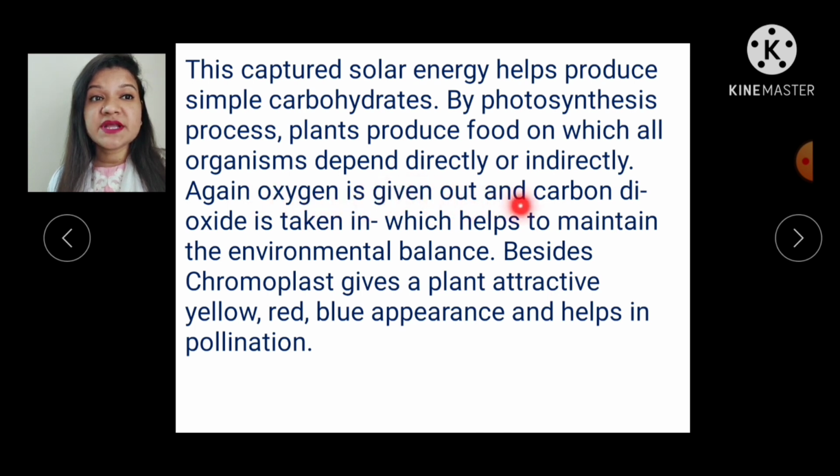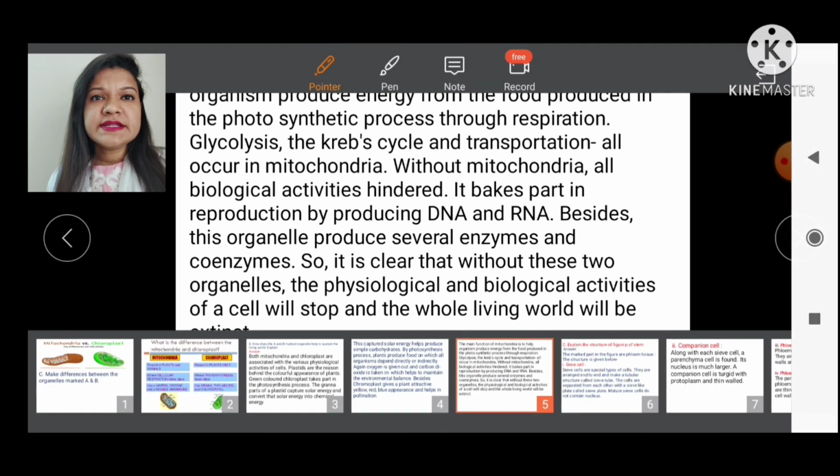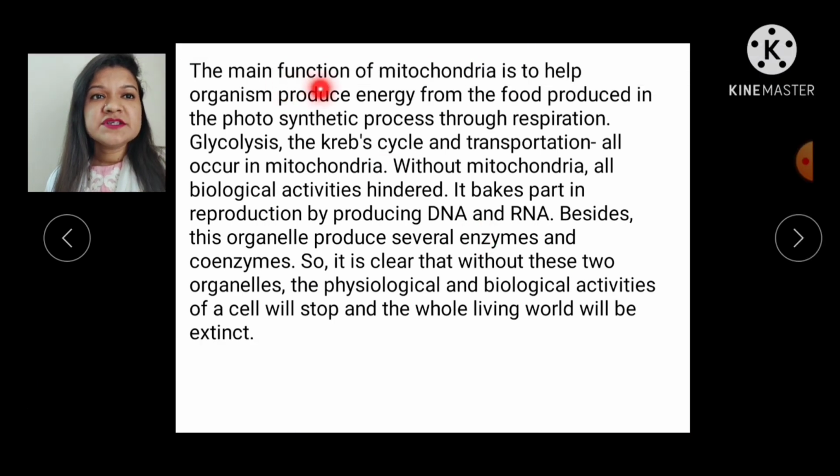Again, oxygen is given out and carbon dioxide is taken in, which helps to maintain the environmental balance. Besides, chromoplast gives a plant attractive yellow, red, blue appearance and helps in pollination. Now, the main function of mitochondria is to help organisms produce energy from the food produced in the photosynthetic process through respiration. Glycolysis, the Krebs cycle and the electron transport all occur in mitochondria. Without mitochondria, all biological activities are hindered.